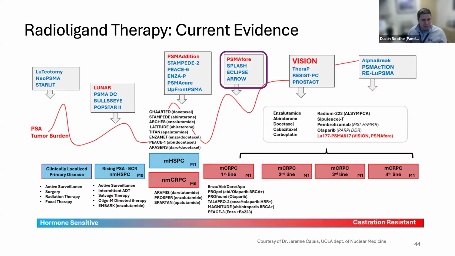So that's the VISION trial. Now let's move a little bit earlier. Okay, now first-line mCRPC. And that's the main trial that came out, the PSMAfore trial. And we won't spend a ton of time on these trials, but I did want to show that the PSMAfore trial is upfront in CRPC. So these patients are pre-chemotherapy. They don't have to have had chemotherapy before. So let's go to that next slide.